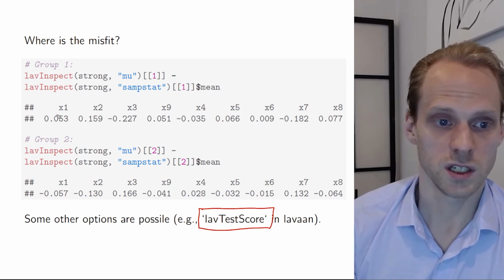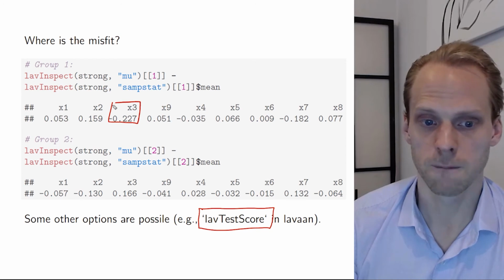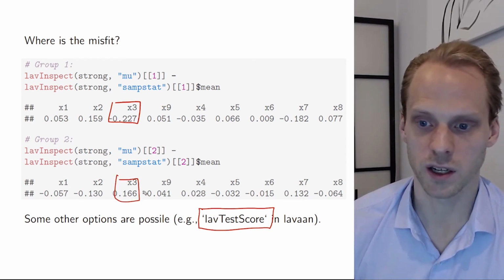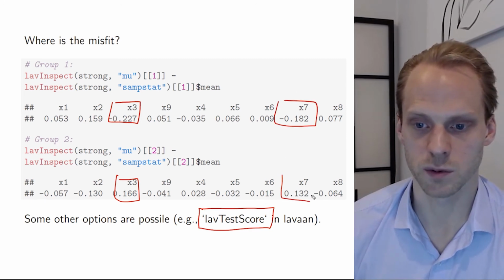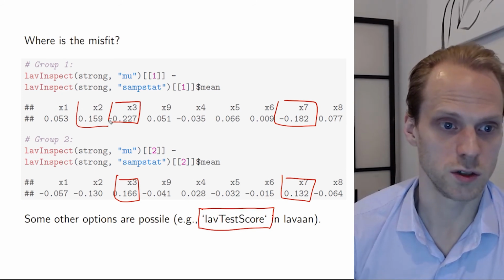So here we see a big difference on x3 in group 1, and also on x3 in group 2, much higher than the other ones. And also x7 here has quite a big difference between observed and implied means, and maybe x2 as well.